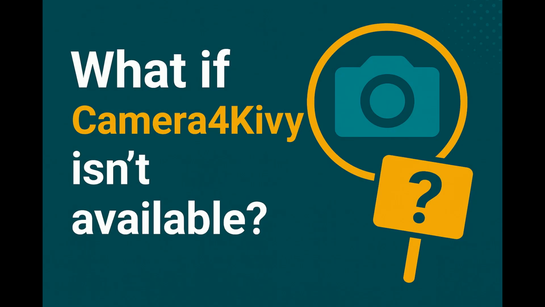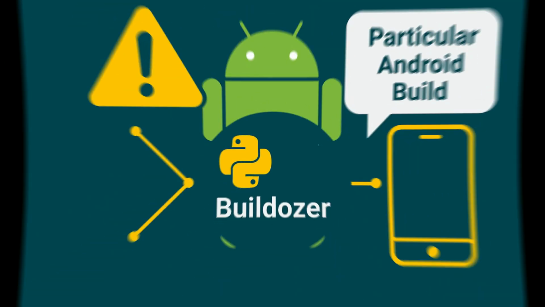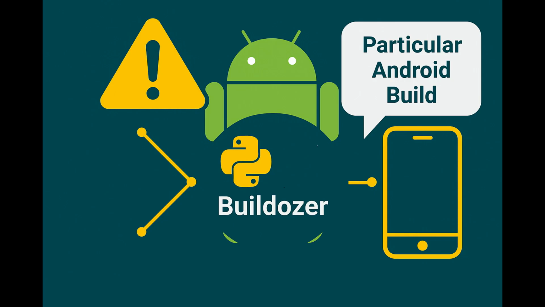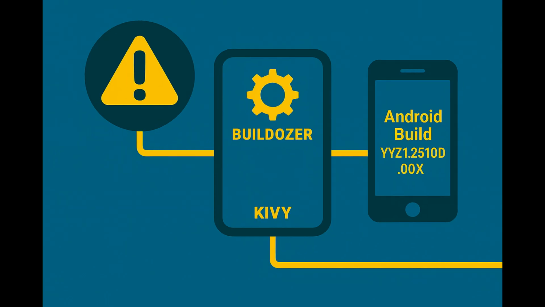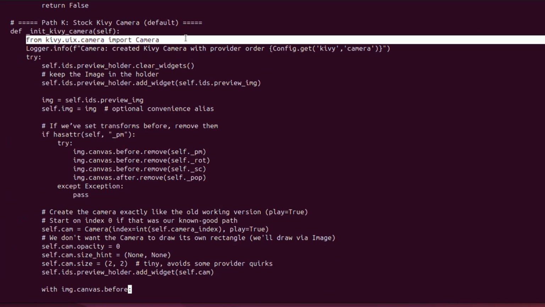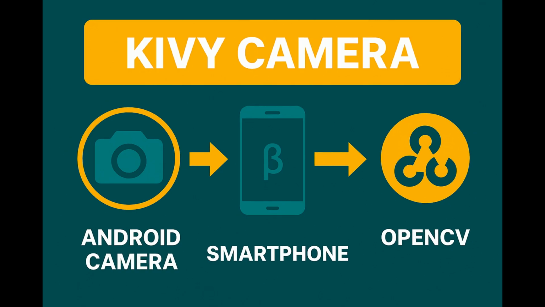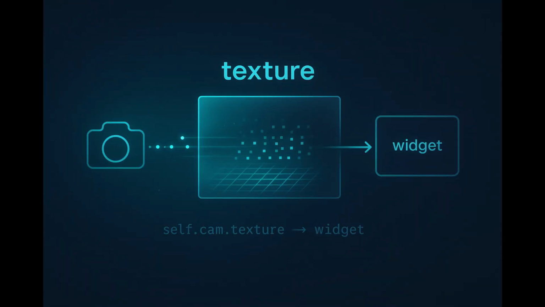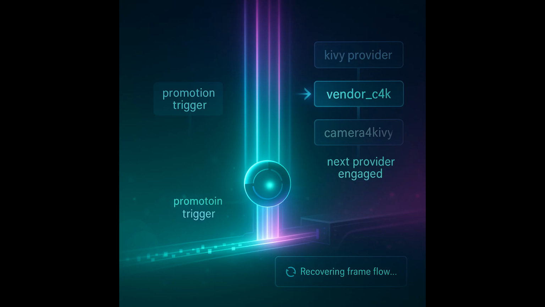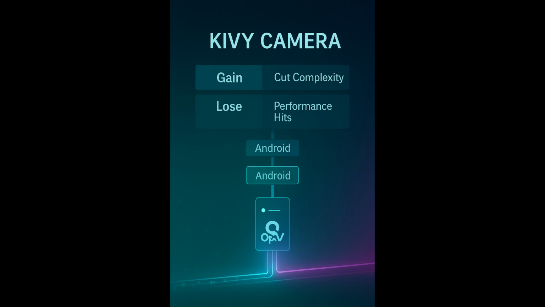What happens when you can't use Camera4Kivy? Maybe your build keeps failing, your client's app can't include the dependency, or your Python for Android environment just refuses to run on your particular Android build. That's when you realize you still need a working camera pipeline for OpenCV, but all you've got is the classic Kivy camera. In this episode, we'll look at how that fallback actually works, what you gain, what you lose, and when it's still the smartest move.